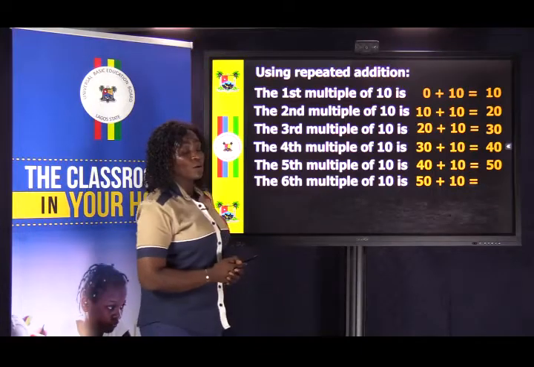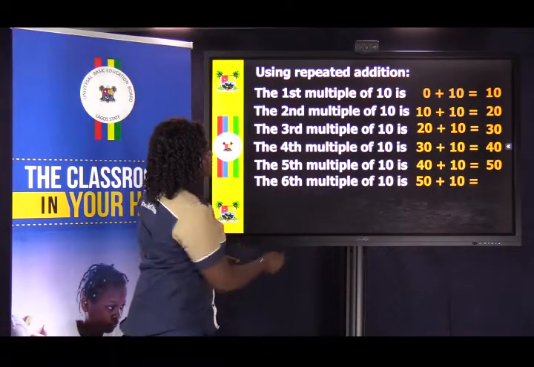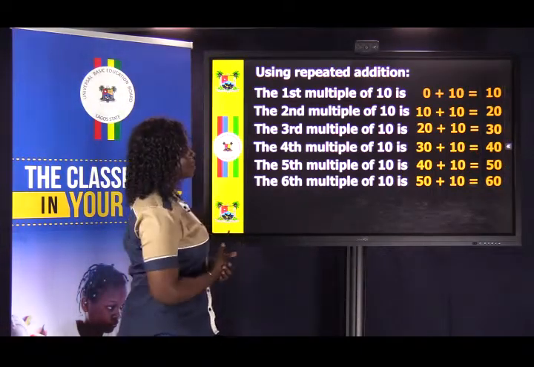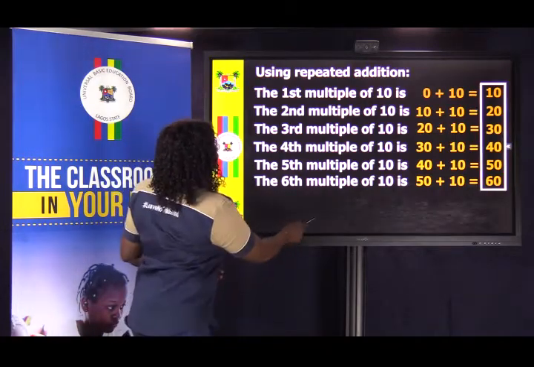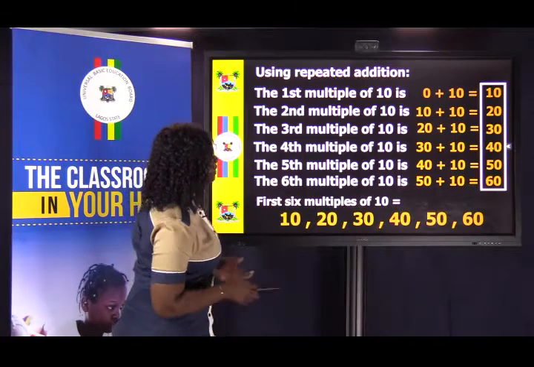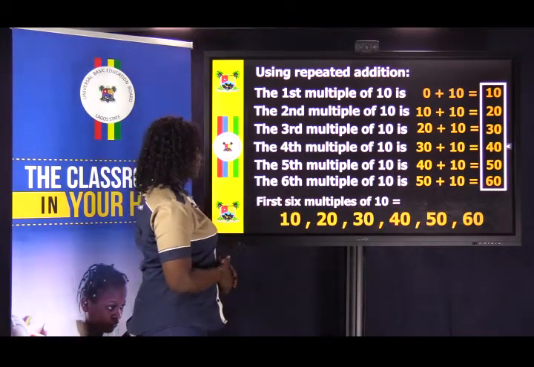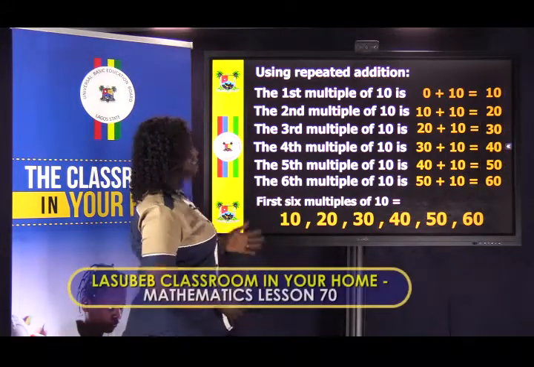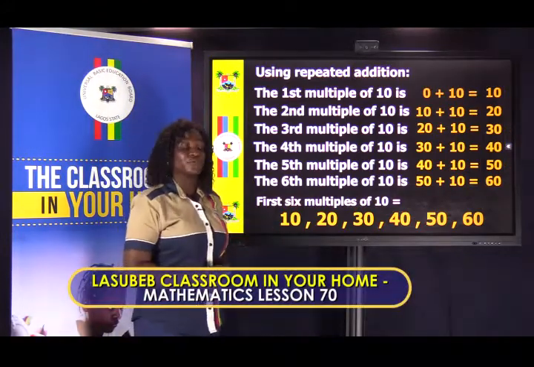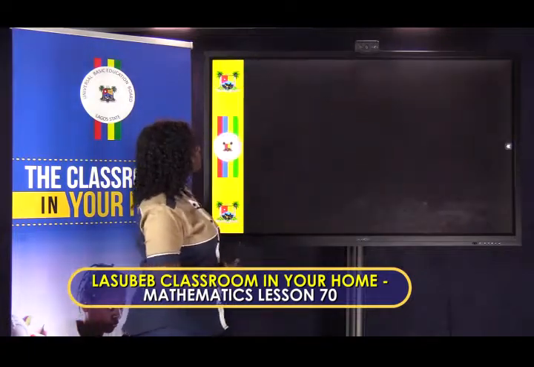50 plus 10, 60, or 10 times 6, 60. So what are the products of multiplying or repeatedly adding 10 to itself? 10, 20, 30, 40, 50, 60. And these are the first 6 multiples of 10.